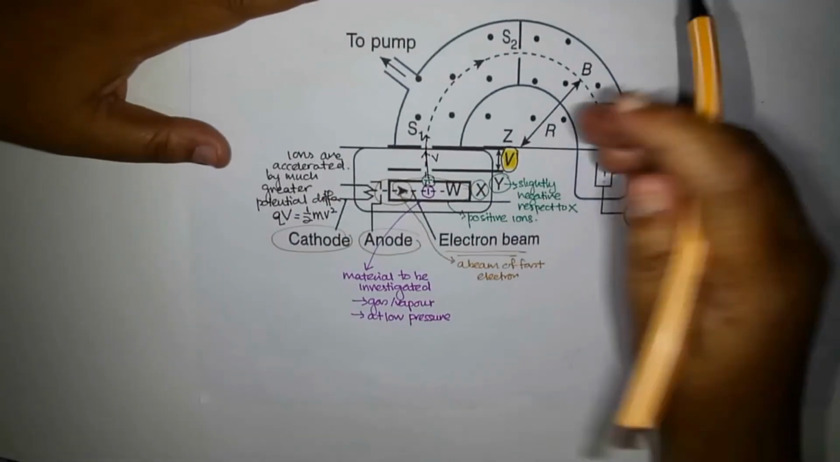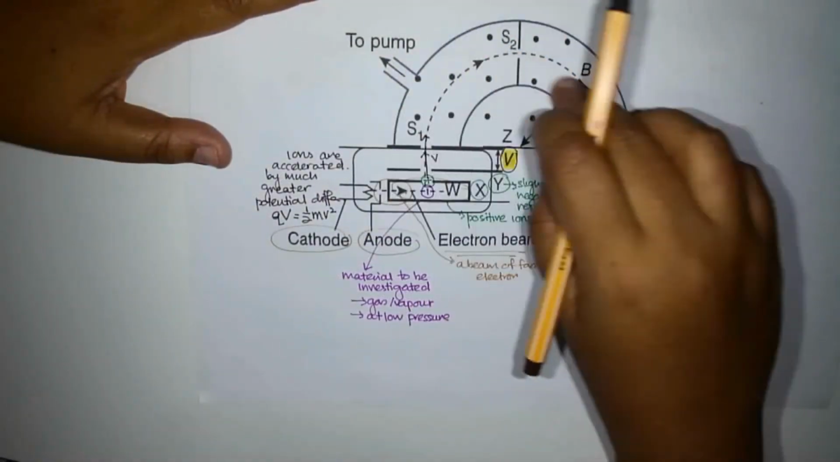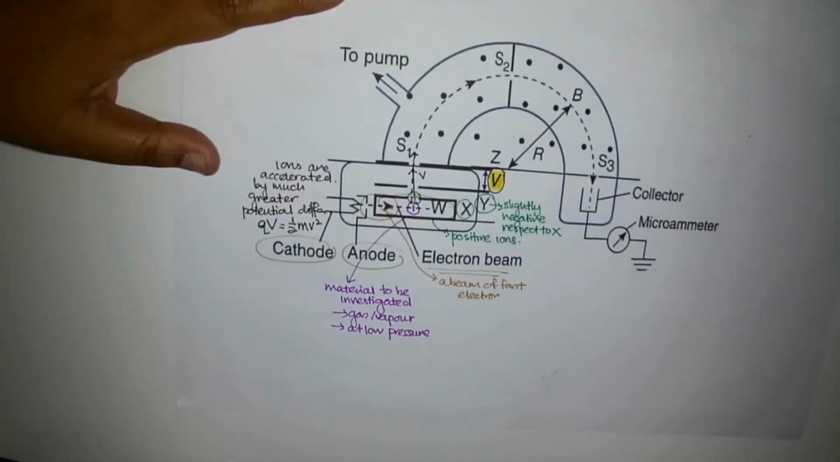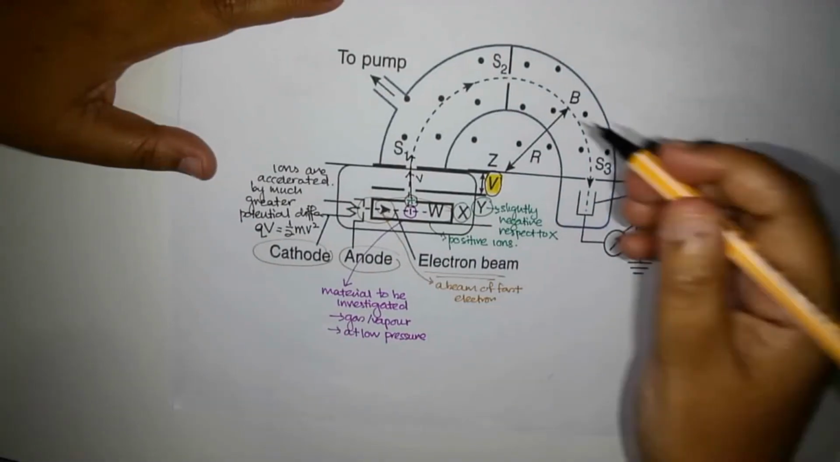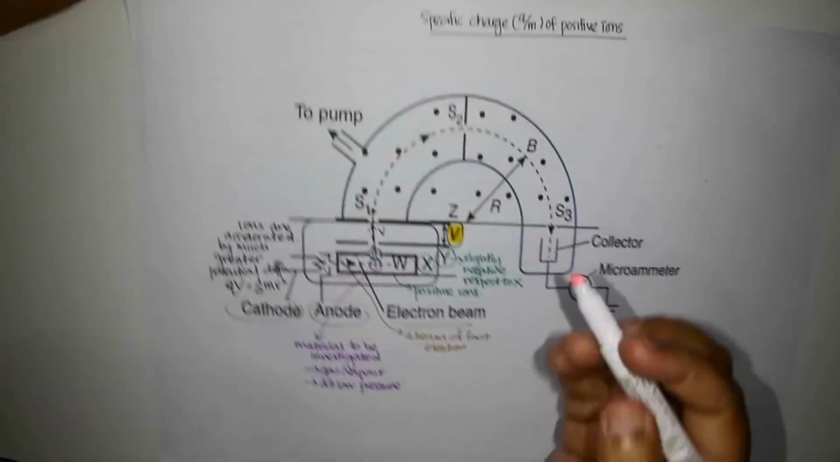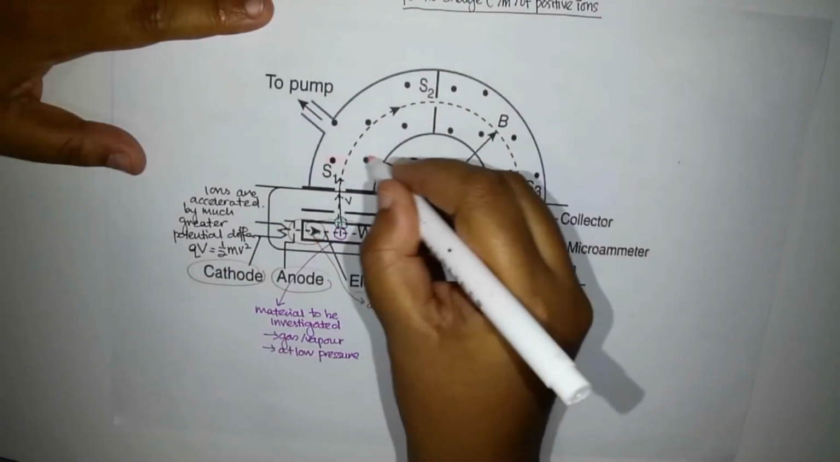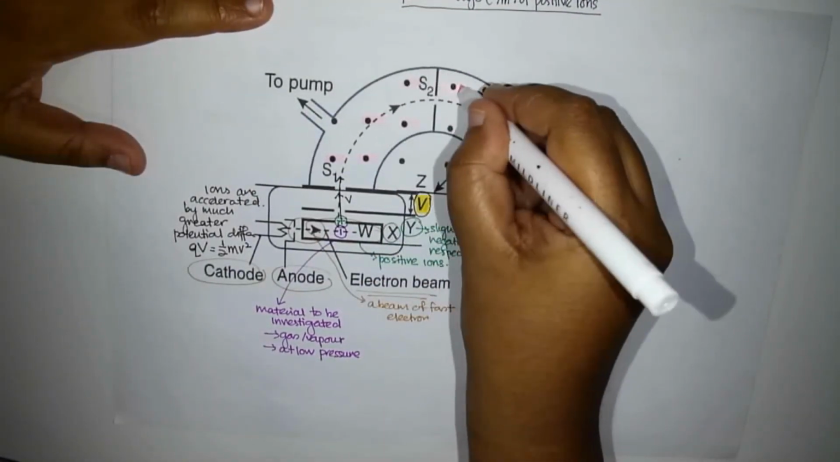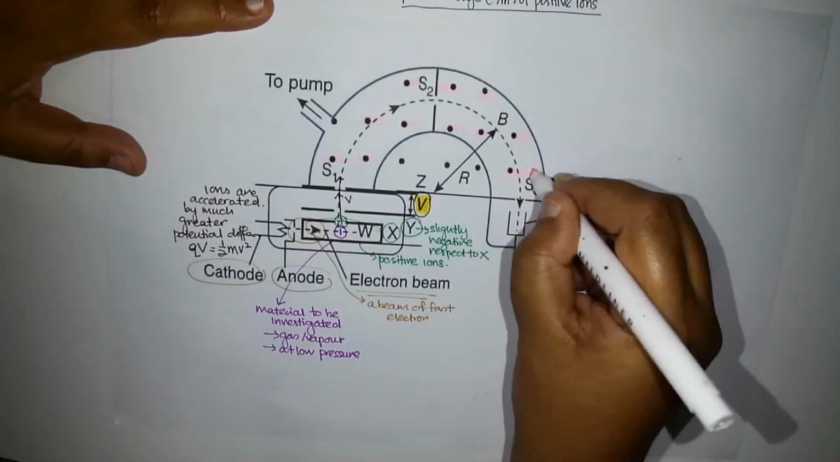Okay, now when it goes into this region, into this region number 5, what happens? You can see that in this region we have a magnetic field.